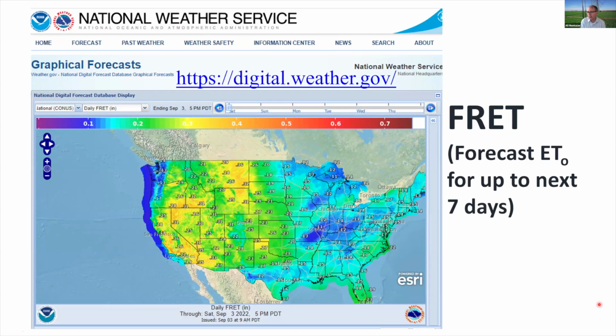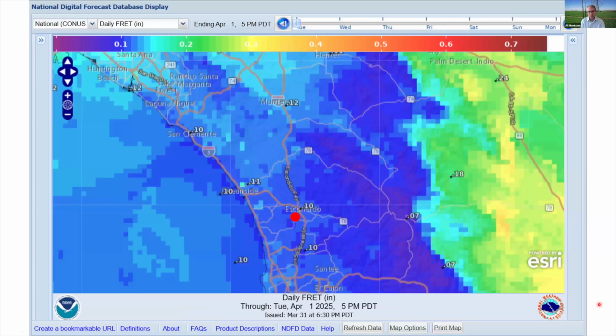Another tool for ETO is FRET. It gives you a forecast for evapotranspiration, for grass evapotranspiration, for the next 7 days. So here I have one evaluation for you. I have one avocado site nearby Escondido, the red circle here. I got this in late March, and it gives me the next 7 days of information. So this is for April 1.